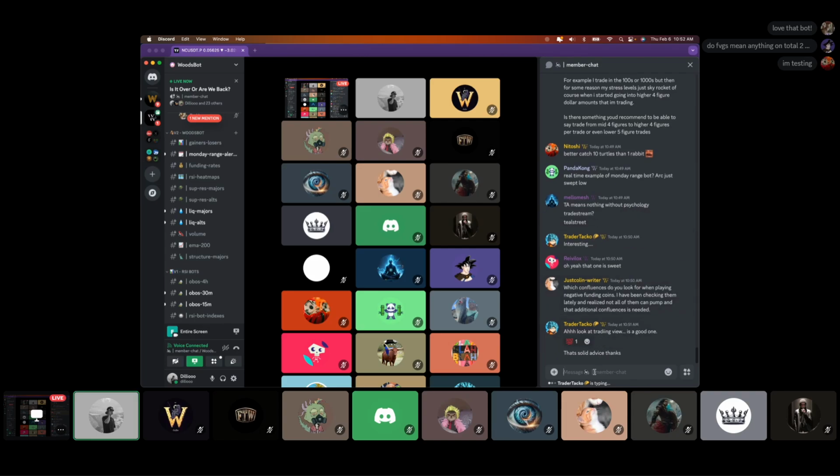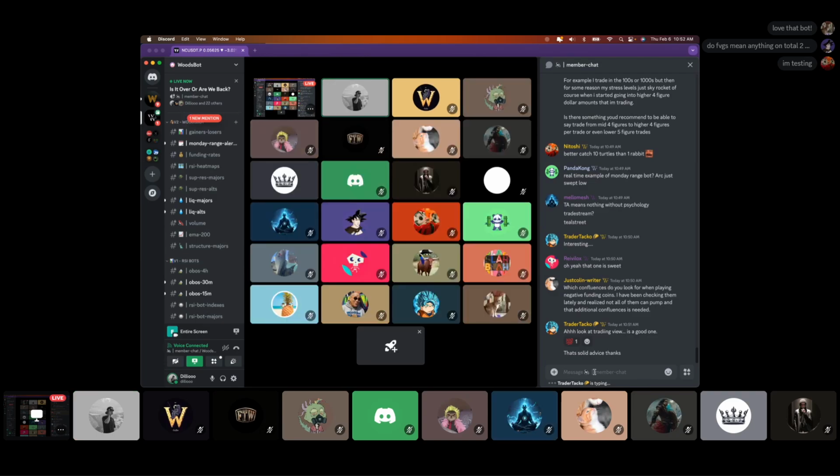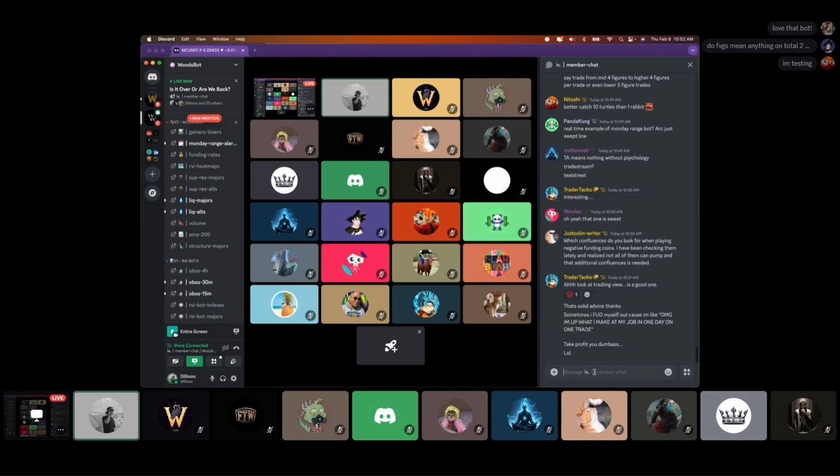Which confluences do you look for when playing negative funding coins? I've been checking them lately and realized not all of them can pump, and that additional confluences are needed. Yeah, so what I suggest is take a look at the last stream, because I think it was the last stream. We went over how to play these and additional confluences inside of the Discord.